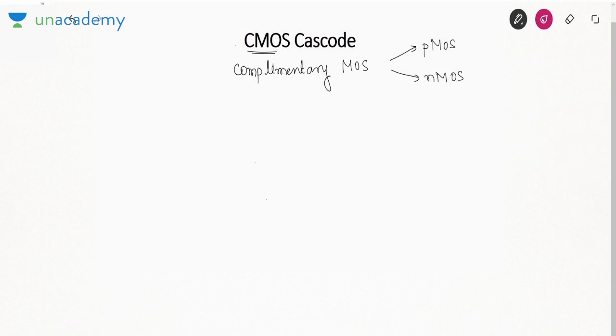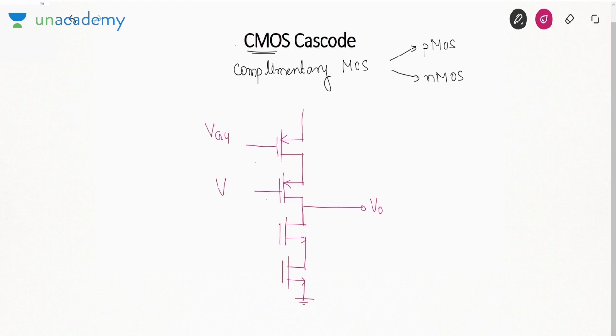So see how we can design Cascode connection using complementary MOS. So this is a PMOS transistor, another PMOS. That is, I am designing Cascode using PMOS. Now I will design Cascode using NMOS. Okay. This is suppose output voltage, and we have 4 gate voltages VG4, VG3, VG2 and VG1.